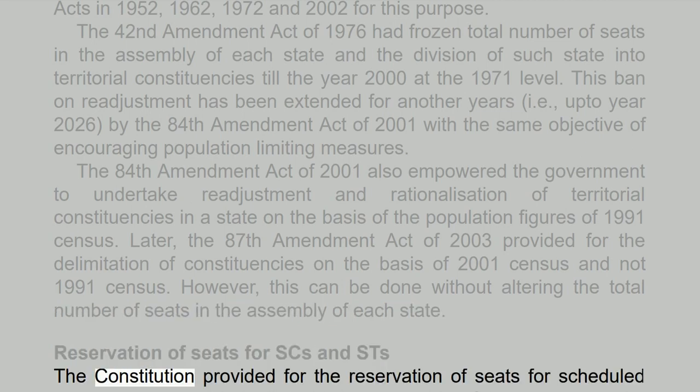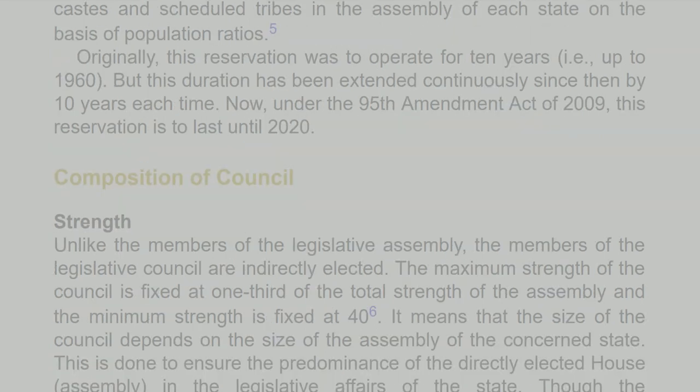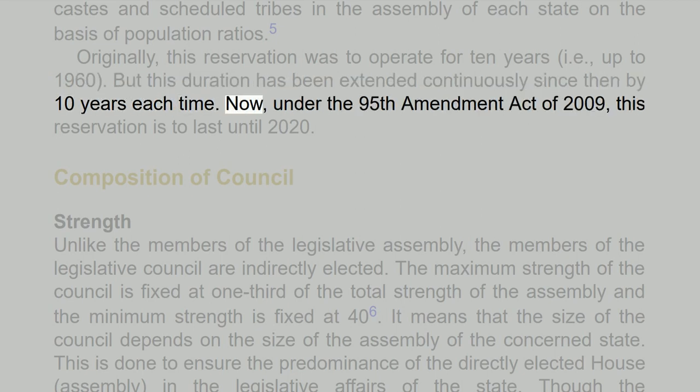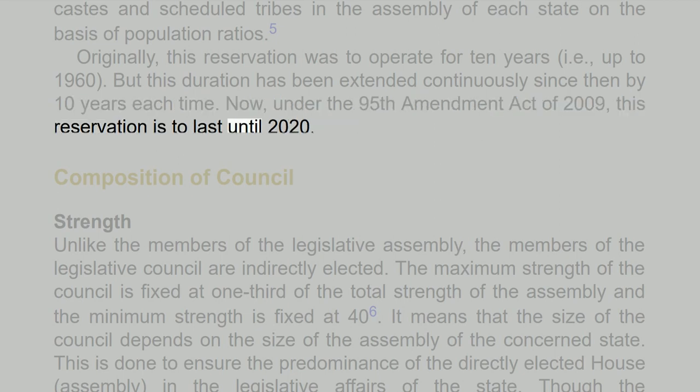The Constitution provided for the reservation of seats for scheduled castes and scheduled tribes in the assembly of each state on the basis of population ratios. Originally, this reservation was to operate for 10 years, i.e., up to 1960. But this duration has been extended continuously since then by 10 years each time. Now, under the 95th Amendment Act of 2009, this reservation is to last until 2020.